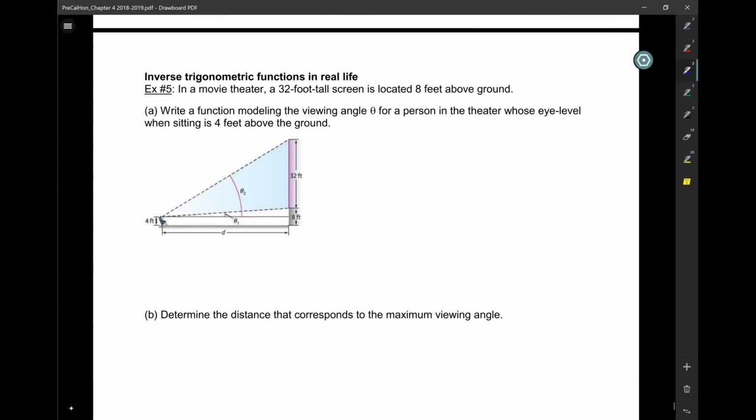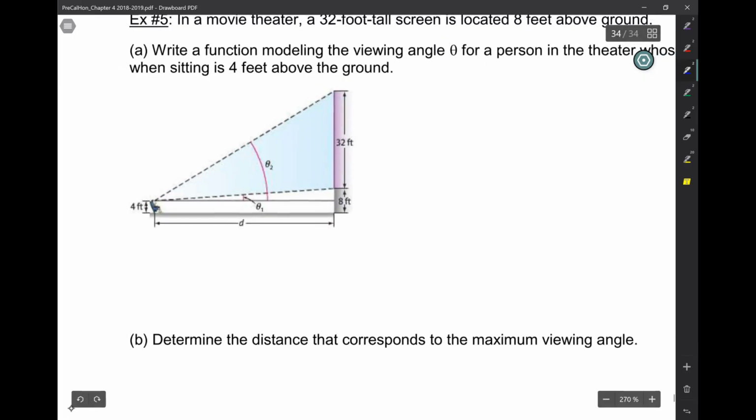So, suppose you went to the movies and there was a 32-foot tall screen, right? And it's located 8 feet above the ground. So you know, if you go to the movies, the screen starts up here and then it goes up, right? So there's a whole bunch of empty space on the bottom. So that's what this is talking about here. There is an 8-foot gap, and then there's a 32-foot screen.